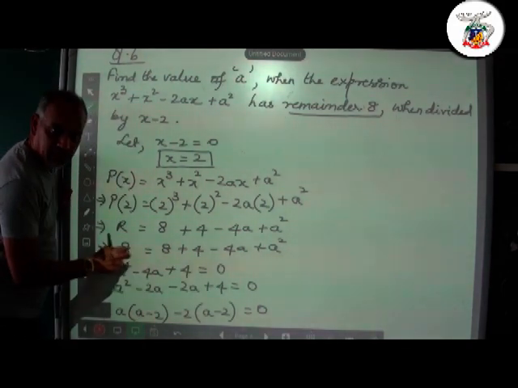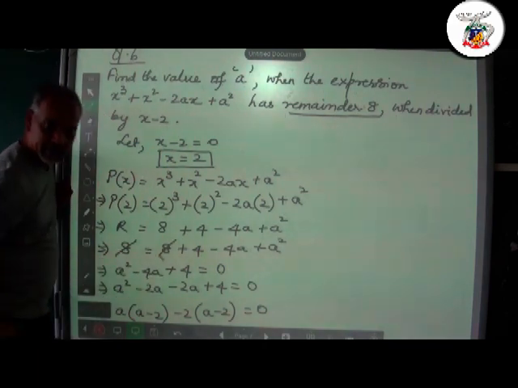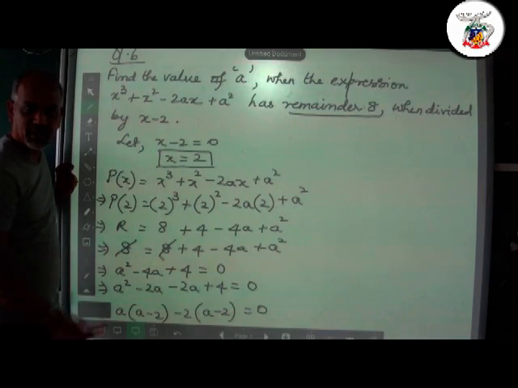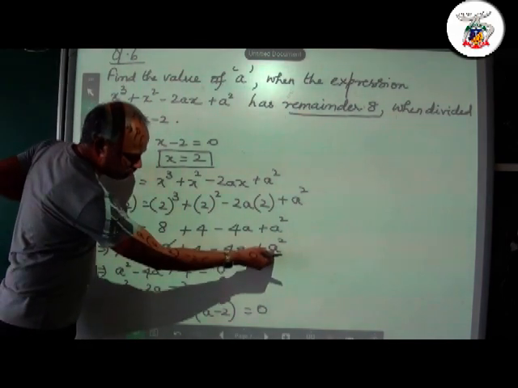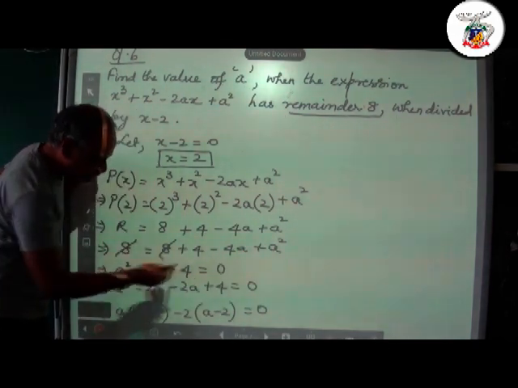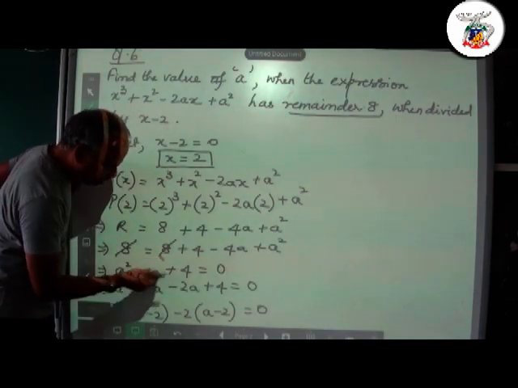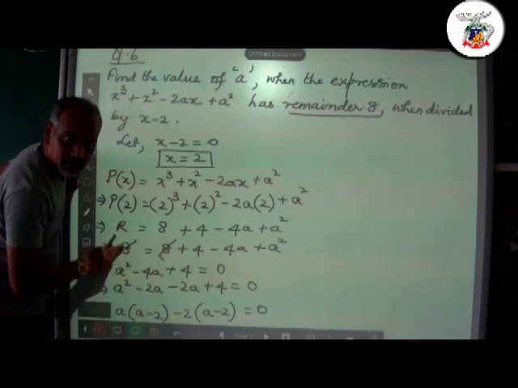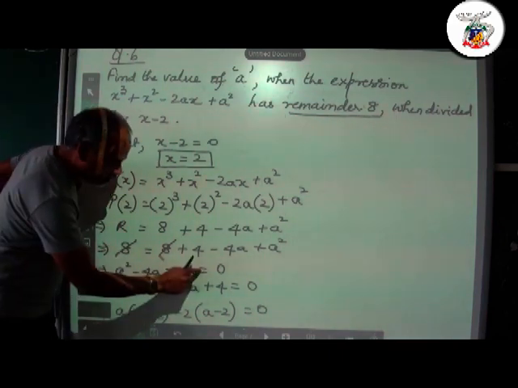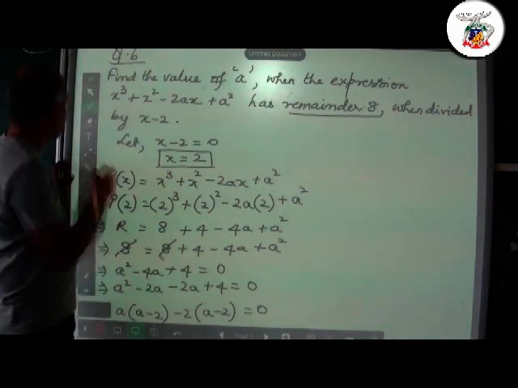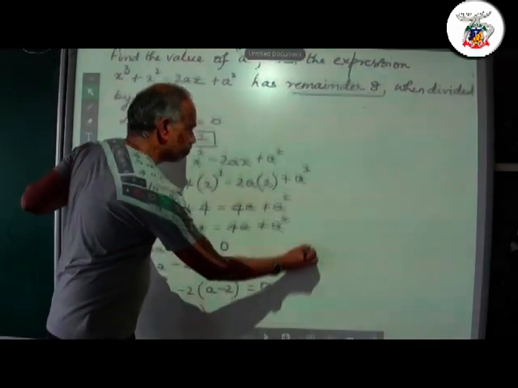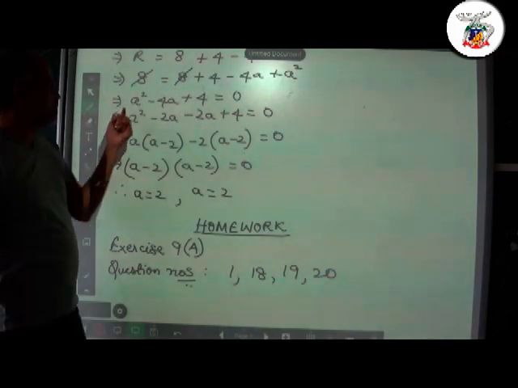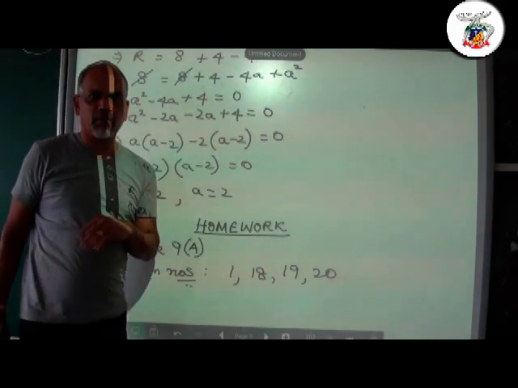So r becomes 8 is equal to whatever is here I have written, same thing. This 8 and this 8 can be cancelled. That's gone. This 8 becomes 0. Okay. Now rearrange this, you will get a quadratic equation. So the first term is a squared, second term is minus 4a, and then plus 4 is equal to, left over here is 0, equals 0. Okay. So this is the quadratic equation that you got.